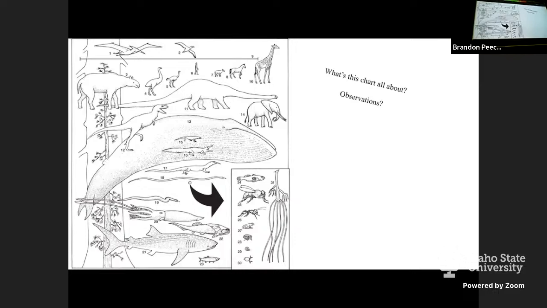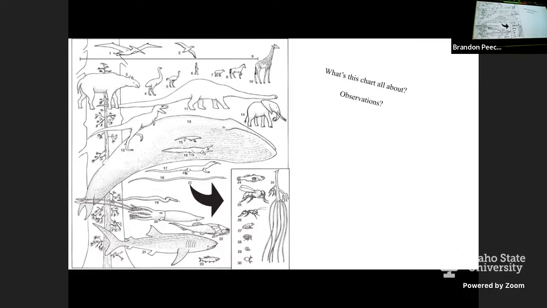All right, so what are some observations we have on this chart? There's a tree. Yeah. Okay. We were just talking about how we have land animals and animals going through the water, and we're comparing sizes. The biggest animal on there is in the water.